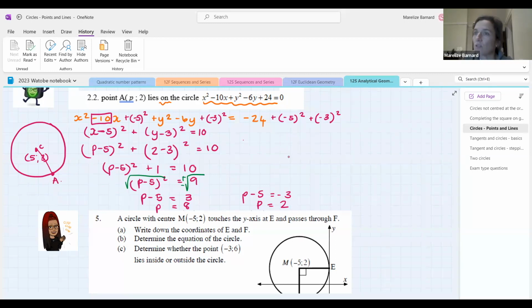So because A is on the circumference of the circle, we can just take the coordinates of A and substitute it into the equation of the circle. So that's why I sub in P for X, and then Y is 2 in this step here. And then I solve my equation. Okay, thank you, ma'am.